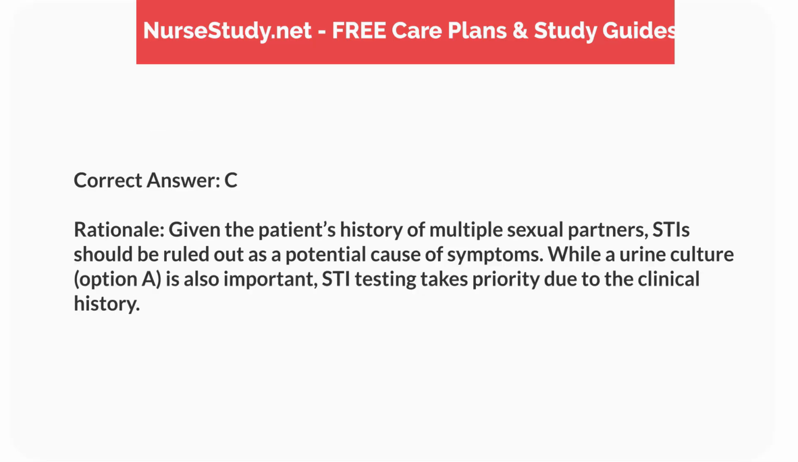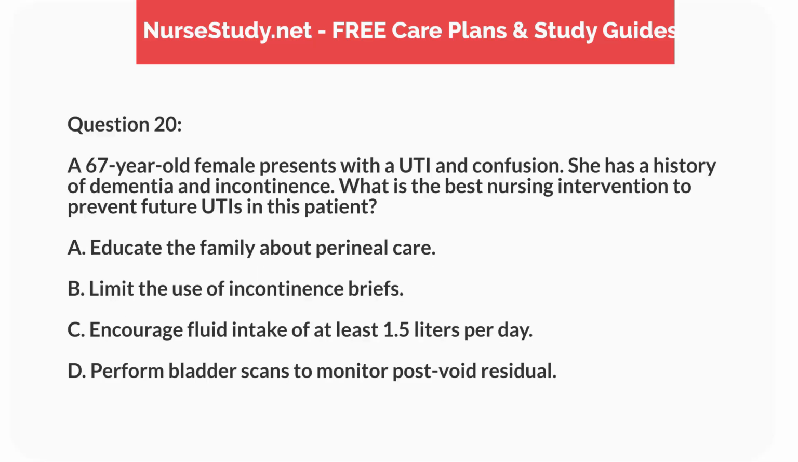Correct answer, C. Rationale: given the patient's history of multiple sexual partners, STIs should be ruled out as a potential cause of symptoms. While a urine culture, option A, is also important, STI testing takes priority due to the clinical history. Question 20. A 67-year-old female presents with a UTI and confusion.